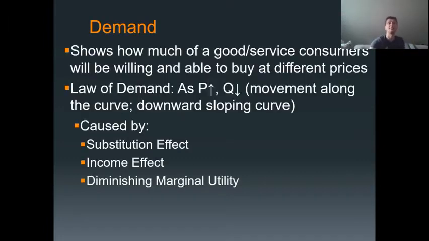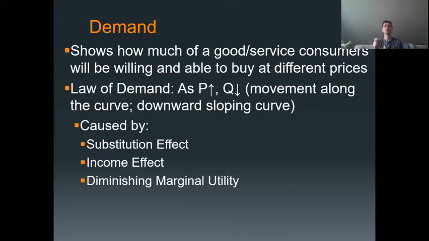Second unit, supply and demand. Demand is just how much people on a whole are willing to and able to buy at different prices. So basically, every individual has a demand curve. You add them together, and that becomes the demand curve for the market. The law of demand says that as price rises, quantity falls. That's movement along the curve, and it's important to remember movement along the curve.